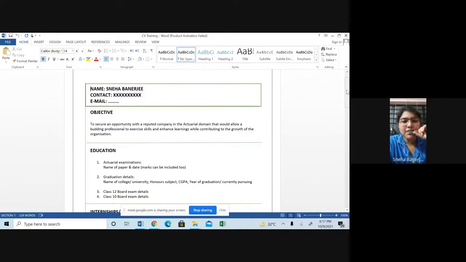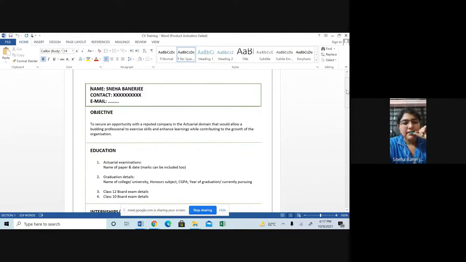Next, guys, we are going to mention the graduation details, that is the name of the college or university that you graduated from, the honors subject, the CGPA that you've scored till now, or if you're currently pursuing it, you can write that also, and the year of graduation if you've already graduated. So these are the key points for graduation, as well as your class 12 board details and class 10 board details. The same thing as we mentioned: the name of the institution, the subject, the marks achieved, and the year.